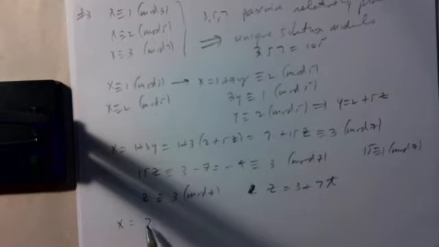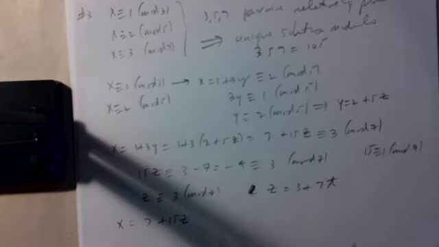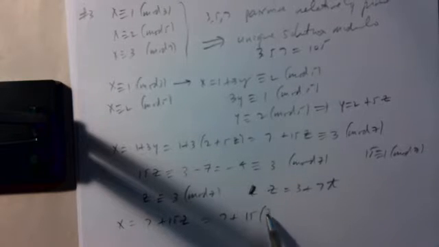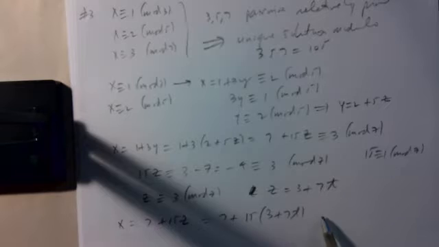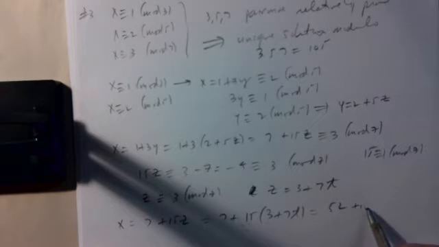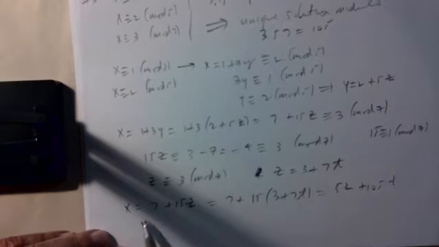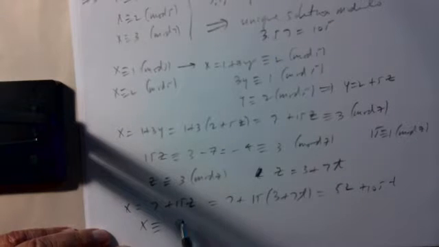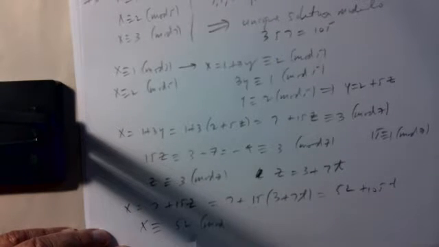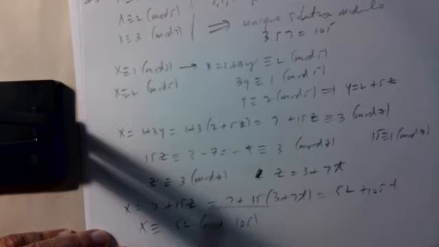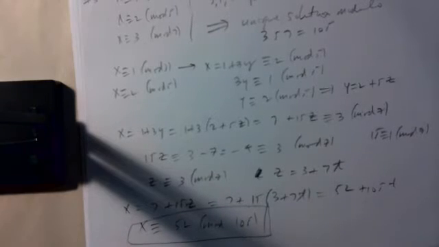So x, which is 7 plus 15z, is 7 plus 15 times 3 plus 7t. 3 times 15 is 45, plus 7 is 52. 7 times 15 is 105. So x is any number of this form. So x is congruent to 52 modulo 105.